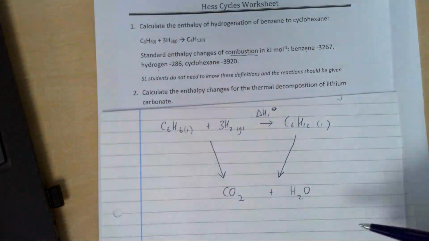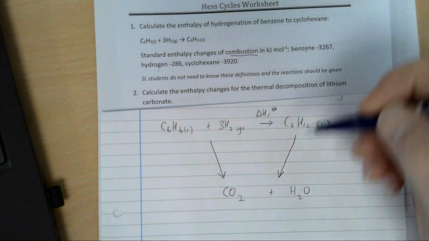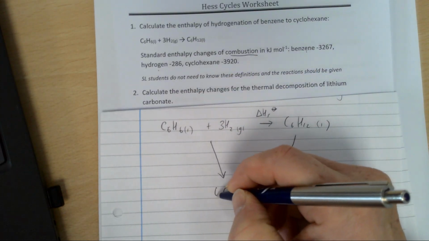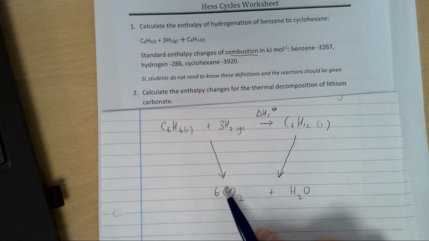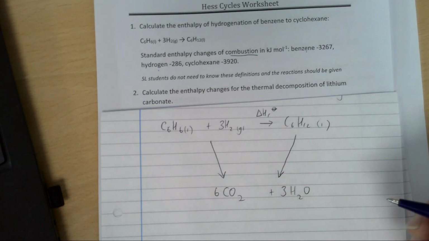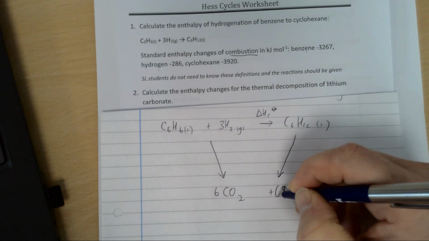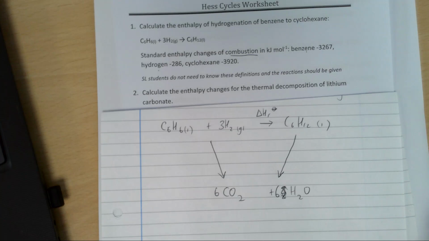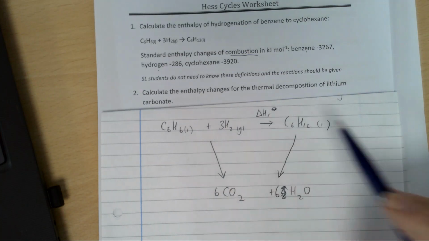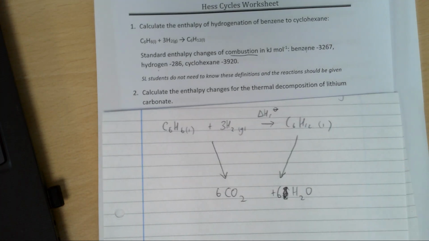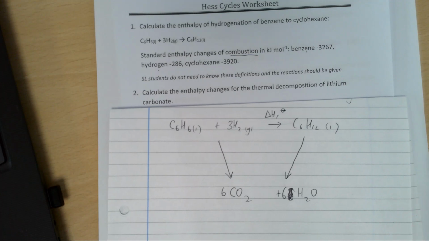The top equation's balanced, but to balance the bottom, I've got to have 6 moles of carbon dioxide produced, which is true for both of those. And I've got to have 3 moles, I'm sorry, that's wrong. It's 6 moles of water produced, right? Because I've got 12 hydrogens on the left and the right. So I'm going to generate 6 moles of water because 12 hydrogen atoms.